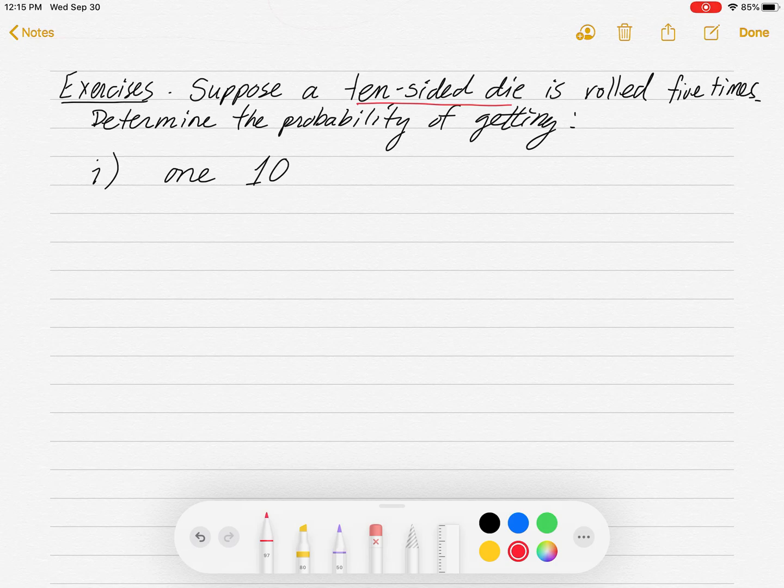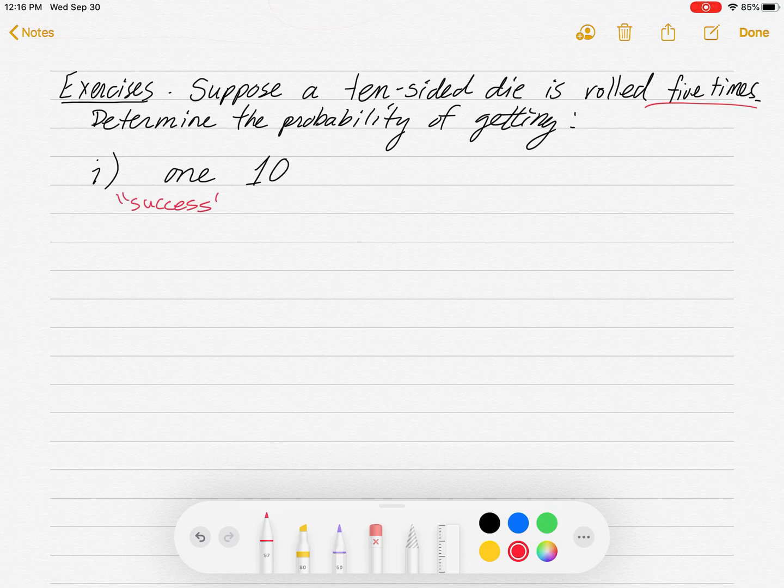Have you ever heard of a 10-sided die? Yeah, they do exist. They're called deltahedrons, deltahedron dice. You've got 10-sided dice, 12-sided dice, and 20-sided dice. We're taking one of these and rolling it 5 times, and we're interested in getting one 10.